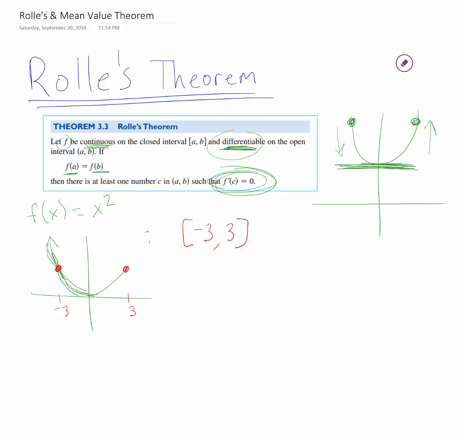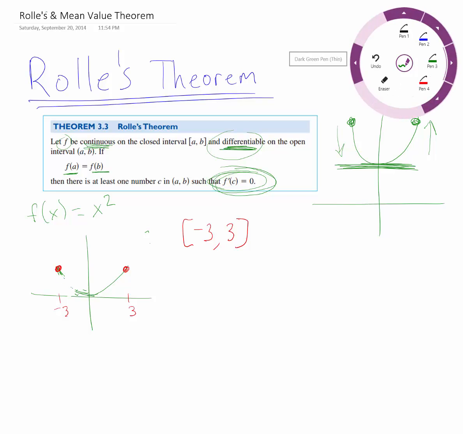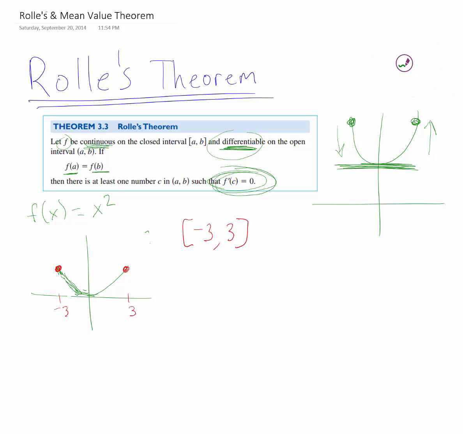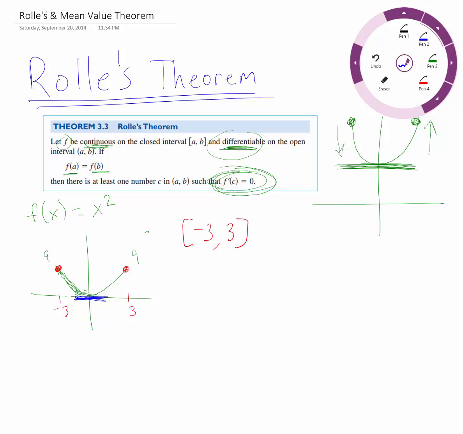So just on this interval here, if we just have this, then we notice our y values are the same. And you could plug those in. -3 squared is 9, 3 squared is 9. And so there has to be some point where the derivative is 0. Well, we can see from this the derivative is 0 right there. So that did work for Rolle's theorem.